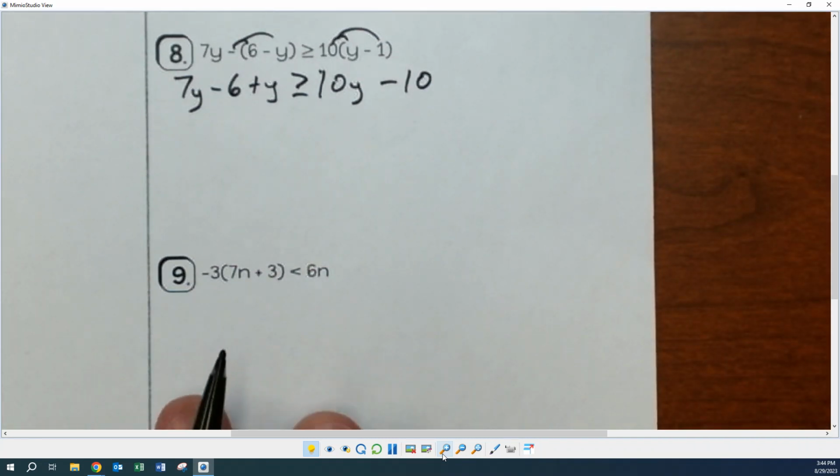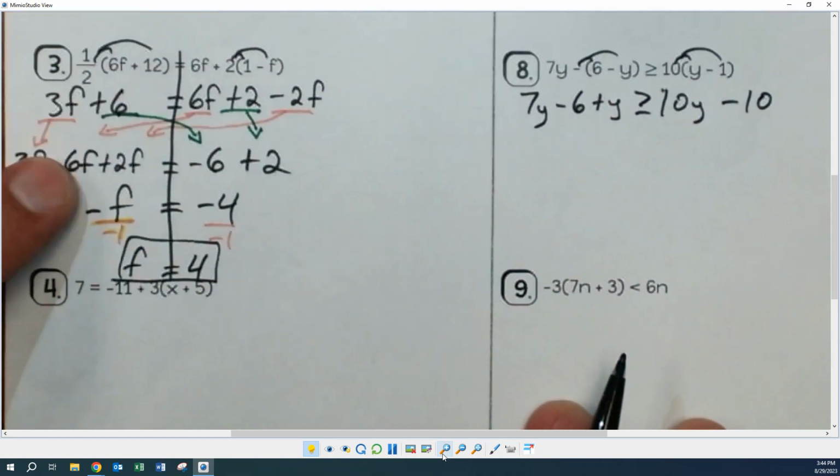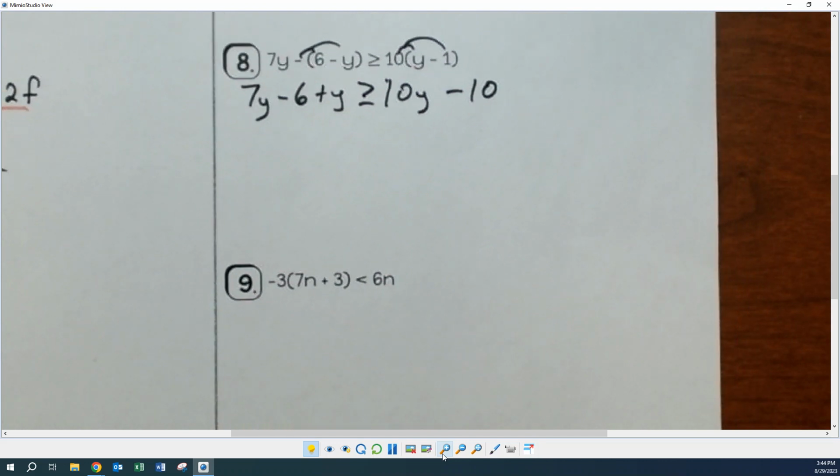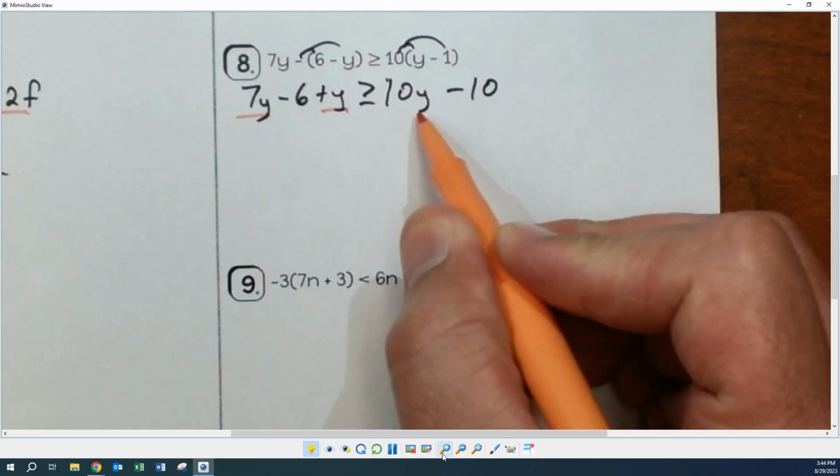I'm going to use a similar method that I used over here. And I'm going to use it for a specific reason. You're going to see why. So that method, remember, was I identified all my variables.